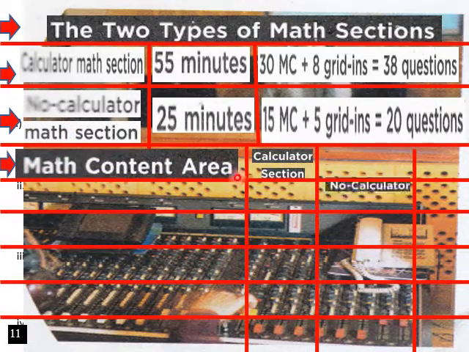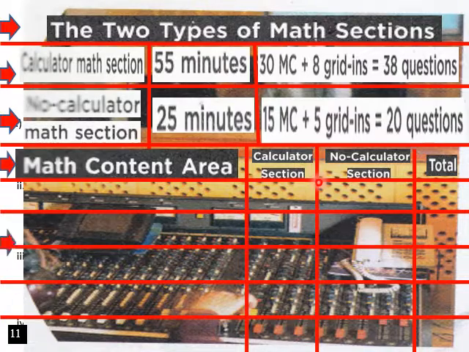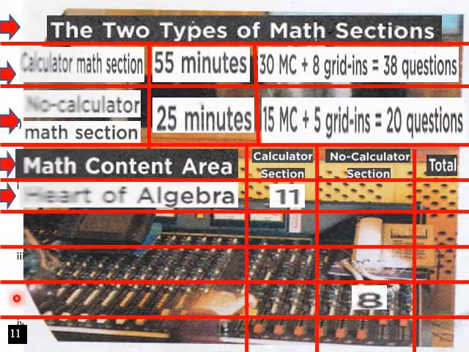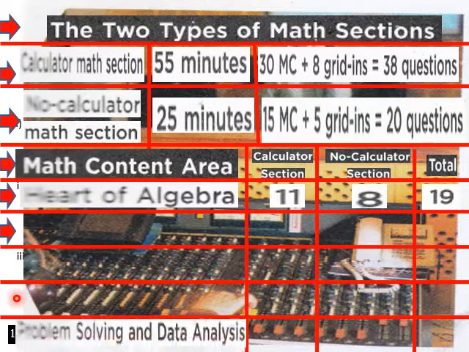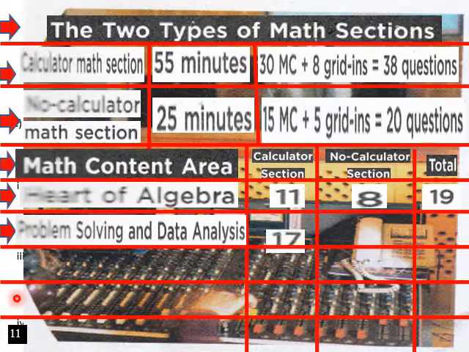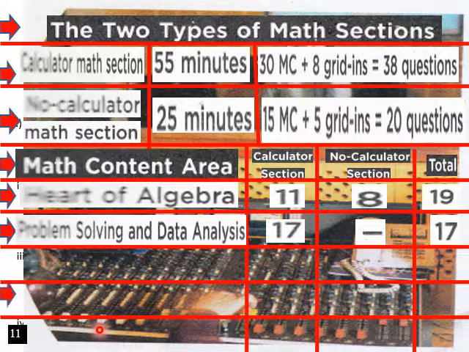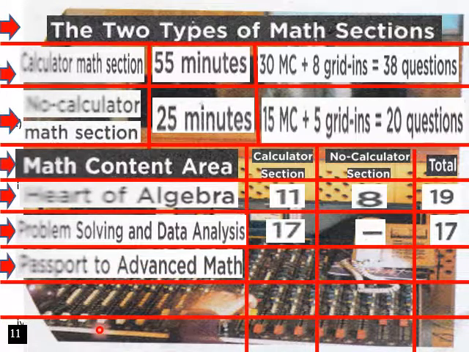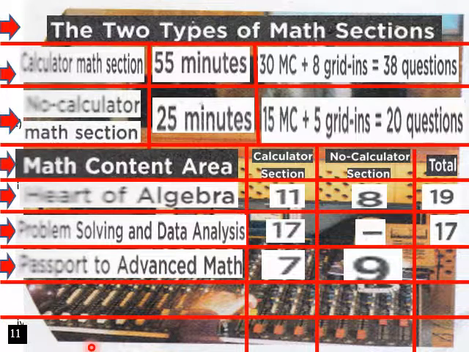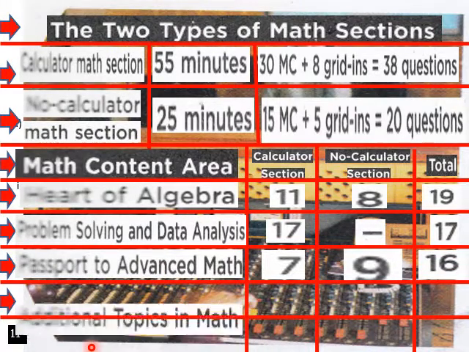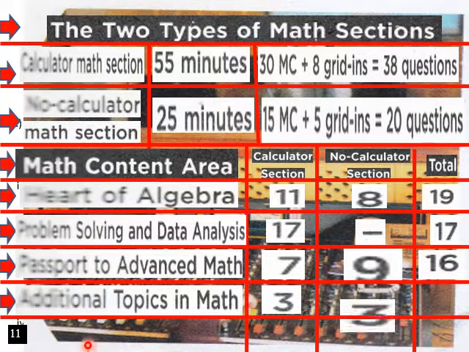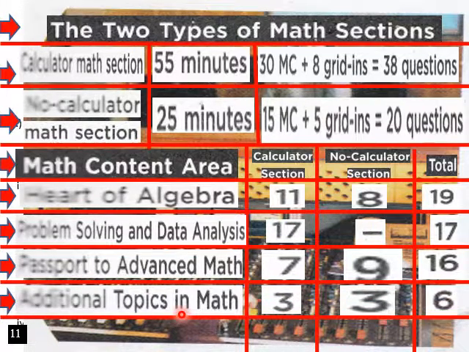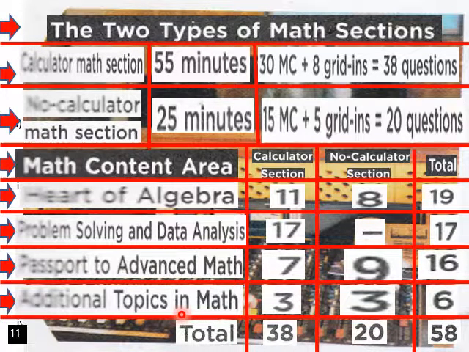Math content area, calculator section, no calculator section, total. Heart of Algebra: 11, 8, 19. Problem Solving and Data Analysis: 17 total. Passport to Advanced Math: 7 calculator, 9 non-calculator, 16. Additional Topics in Math are 3 calculator, 3 non-calculator, 6. 38, 20, 58: 38 calculator, 20 no calc, so your total will be 58.